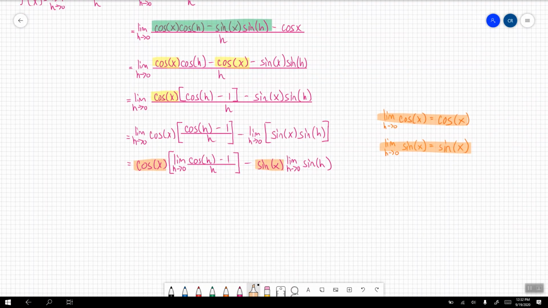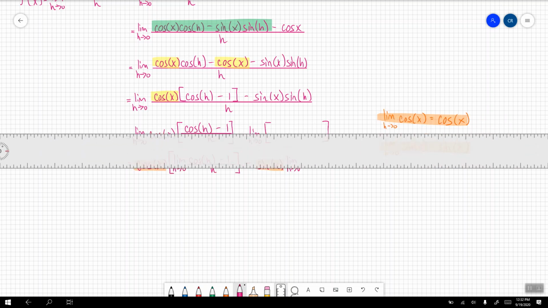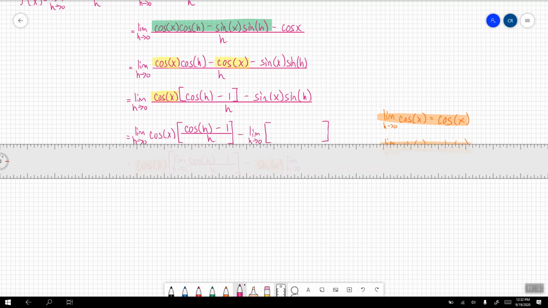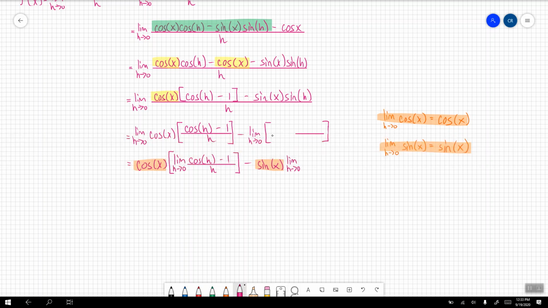Now, I just realized I made a mistake here. My mistake was that I forgot to distribute the denominator of h to that second function. So we have sine of h divided by h. There we go. So then we still have sine of h all divided by h. Perfect. Now it's all fixed.